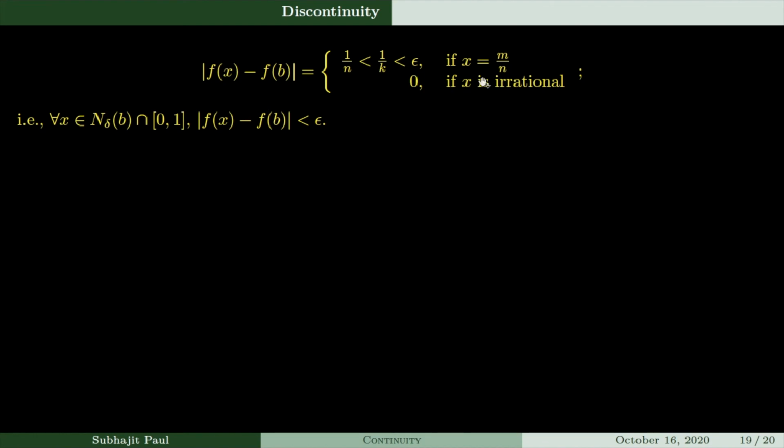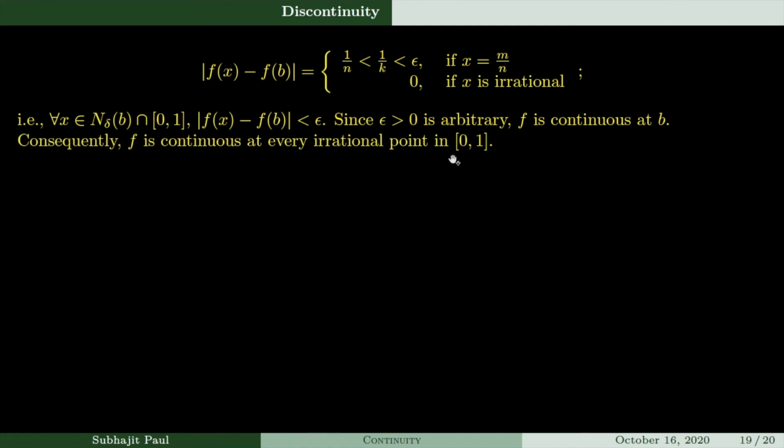It is smaller than epsilon for a rational point and 0 for an irrational point. So for any point, the distance is smaller than epsilon. That means the function is continuous at B. The function is continuous at every irrational point in (0, 1). So the function is discontinuous at every rational point and continuous at every irrational point.